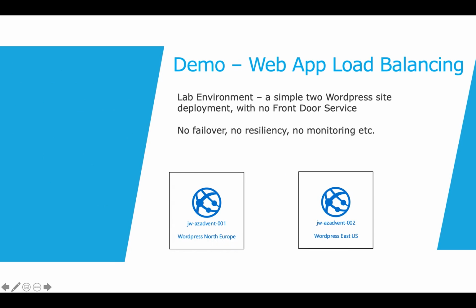So next I'm going to show you a demonstration, and this is a web app load balancing demo using Azure Front Door. So my lab environment, very simple, 2 WordPress sites in 2 completely separate deployments, one in North Europe and one in East US, with no Front Door service. So here we have no resiliency, no failover, no monitoring. What I'm going to do is take this, I'm going to set up Front Door to act as a front end, and I'm just going to demonstrate some of the setup features and talk you through the setup.